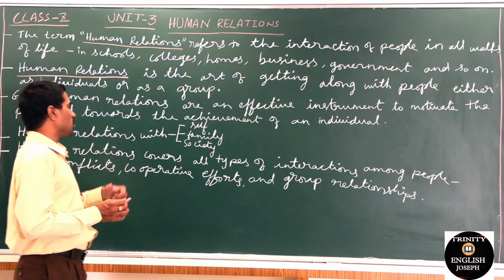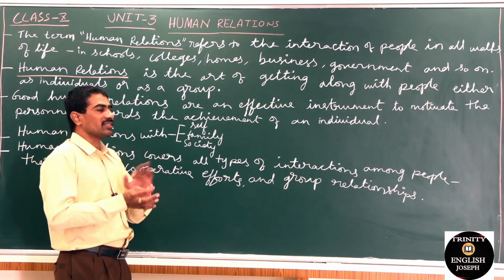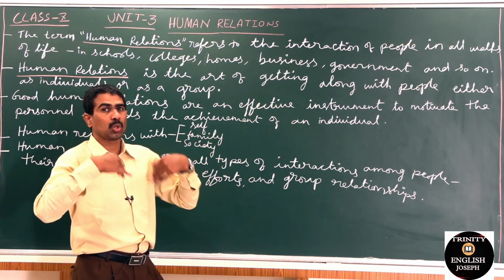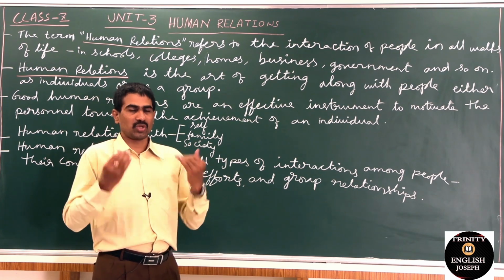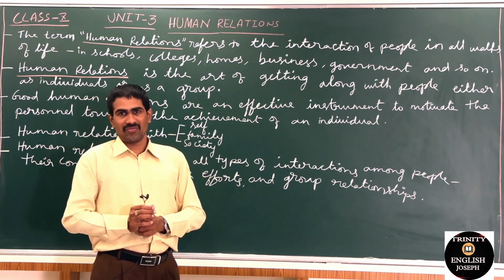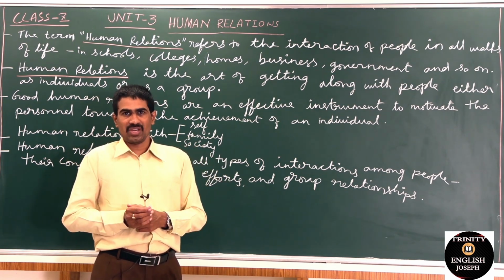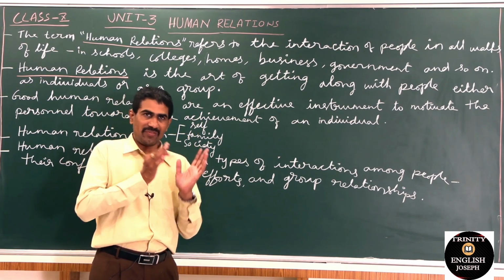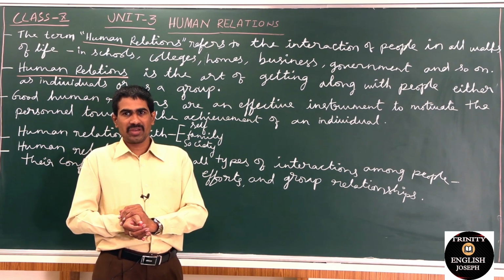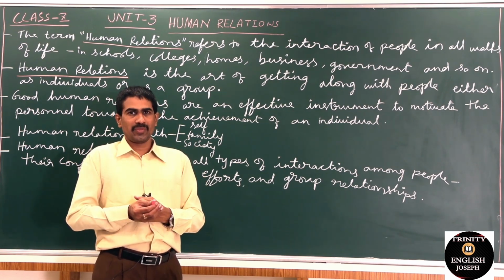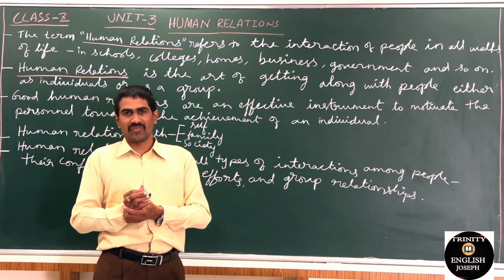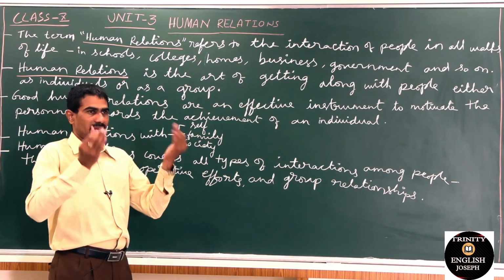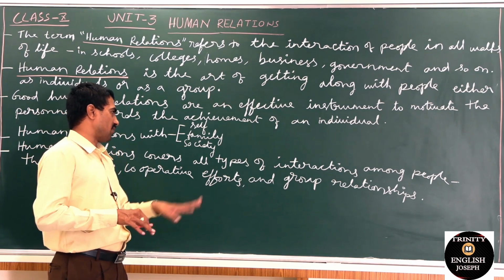And human relations, how they are supposed to be, with whom we are supposed to have them. First, human relation with one's own self. First we should have a good human relation with our own self. We have to understand ourselves, our own strengths, our own weaknesses, where we are strong, where we are weak, where we have to improve. There are certain things we are supposed to remove from our own self. So, the relation with our own self.